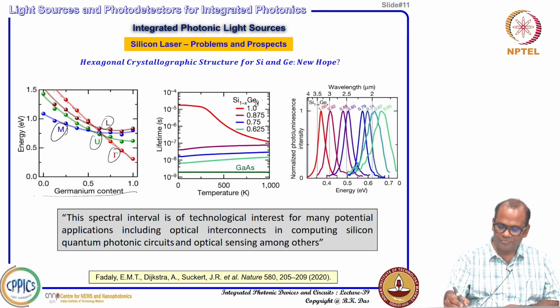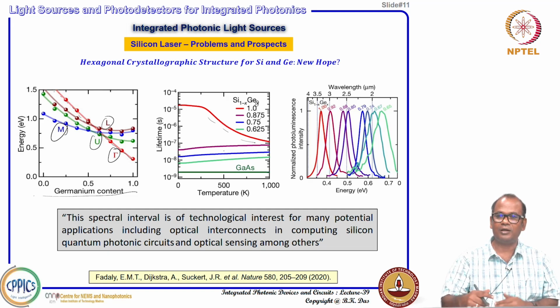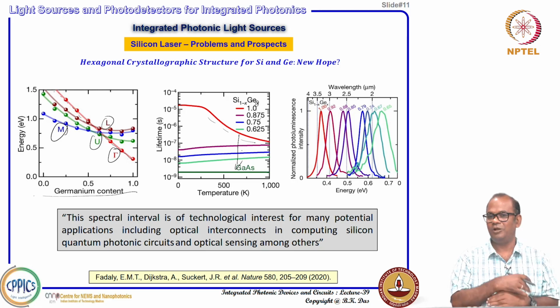So, depending on the X fraction, X equal to 1, 0.875, 0.75, 0.625, if you go on decreasing the X value up to 0.625, that means all the X greater than 0.65 we have shown, then you see that the recombination lifetime, or radiative lifetime, that means how much time it takes to radiate a photon, is slowly coming closer to gallium arsenide. And gallium arsenide, you know, is a direct band gap semiconductor, well suited for lasers.